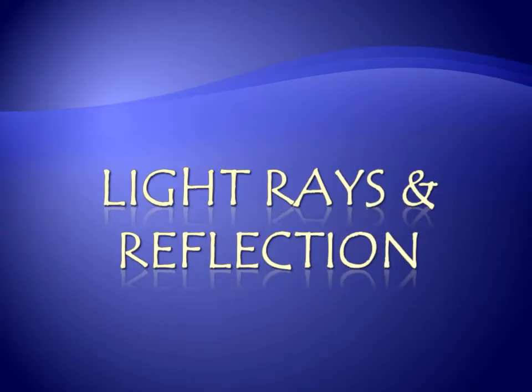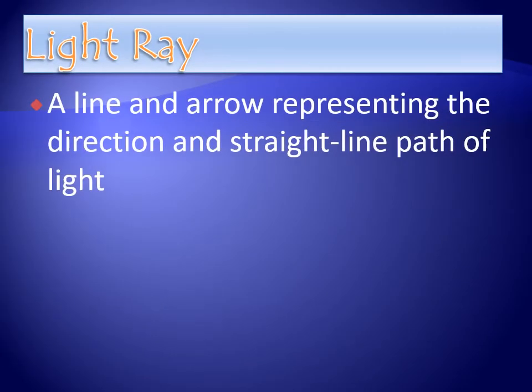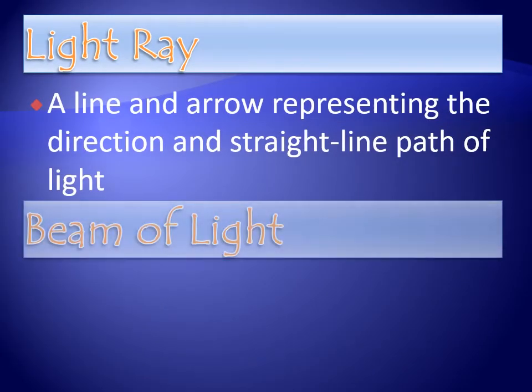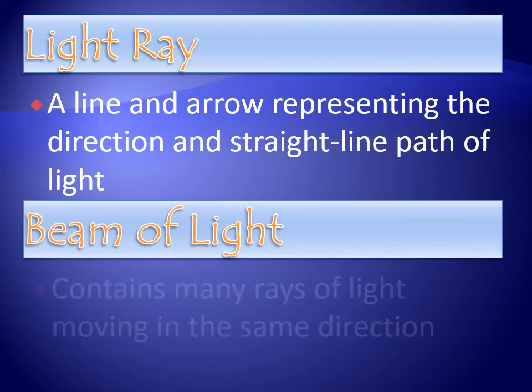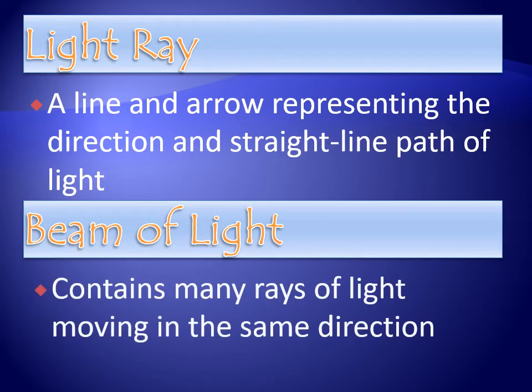Okay, guys, today's lesson is on light rays and reflection. A light ray is a line and arrow that represents the direction and straight line path of light. And if you'll recall from previous lessons, light travels in a straight line from the luminous source. So a light ray is what we use to depict light, but it's drawn with a straight line. And it also includes an arrowhead that represents the direction that it's actually pointed towards.